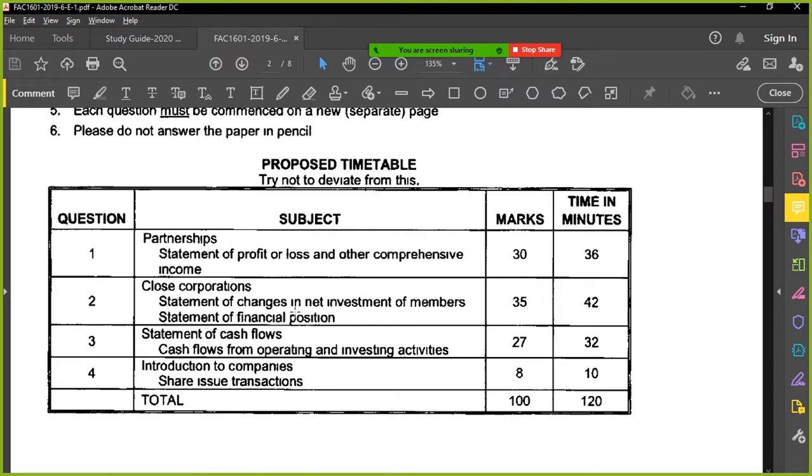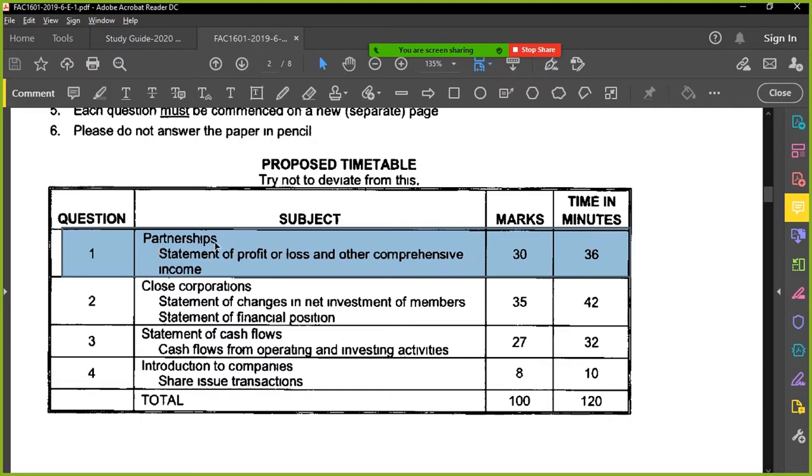Okay, so we know disclosure is nice. Here you were lucky. You were given 2 questions covering disclosure, partnership disclosure and CCs. So I'm going to do question 1. It's going to take us around 36 minutes. 30 marks looking at CCs, partnerships.